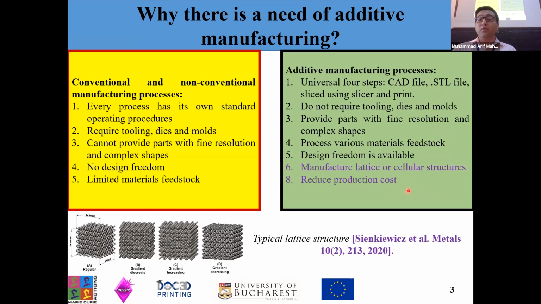Furthermore, there are two advantages available in additive manufacturing. The first one is that we can manufacture lattice or cellular structures, which are shown here at the bottom of the screen. And plus, the production cost is less in comparison to conventional and non-conventional manufacturing processes.